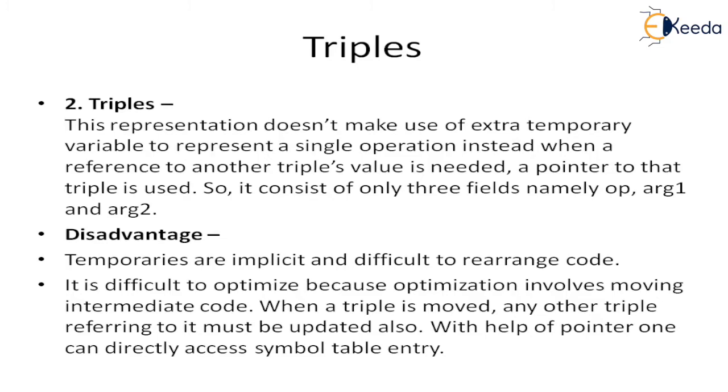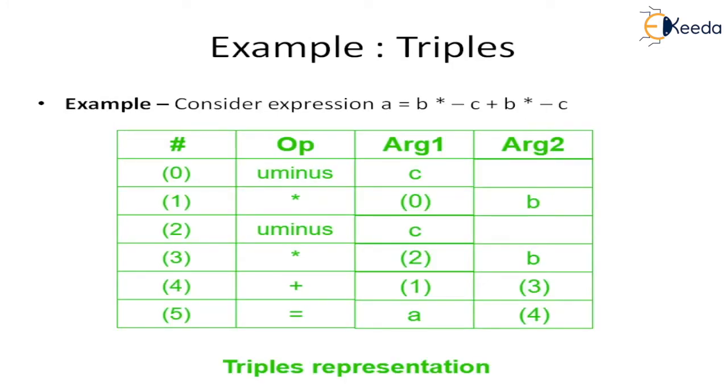So the disadvantages of this triple representation are that temporaries are implicit and it is difficult to rearrange code. The advantage of a quadruple is that it is easy to rearrange the code, but triple has the disadvantage that it is difficult to rearrange the code as well as difficult to optimize, because it doesn't contain the extra temporary variable, so it is that much more difficult to optimize the code. So this is the example for the triple representation. We can take the previous example, the same example, only the result field is not present in the triple representation.